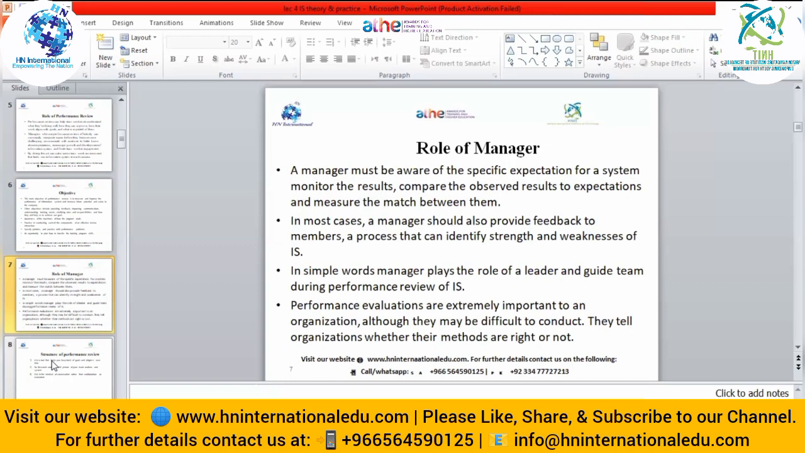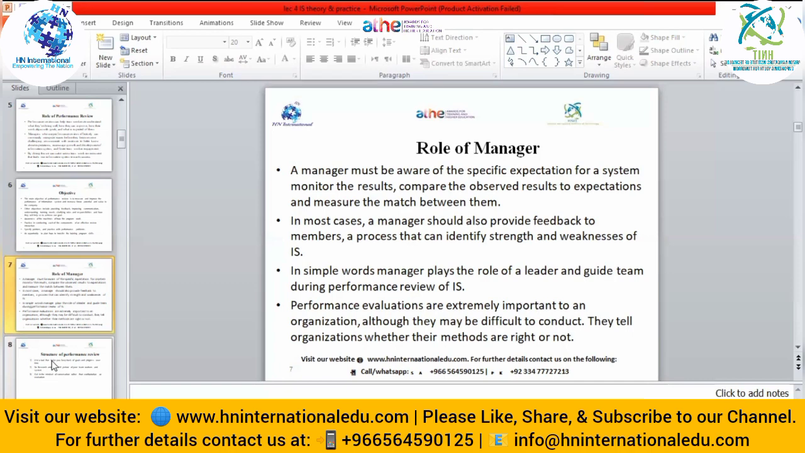Like I have told you, we have decided to improve our performance from 50% to 75%. That is our expectation. Now we have to measure the actual performance of our system. Either that is much less than 70%, or that is near to 70%, like 72% or 73%. So we have to measure our actual performance against the expected performance of our system. That is the role of a manager, to match the expected performance and the actual performance.